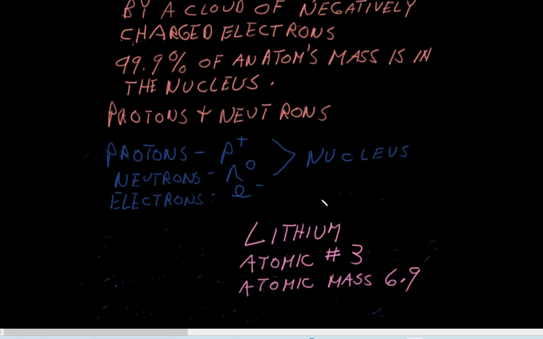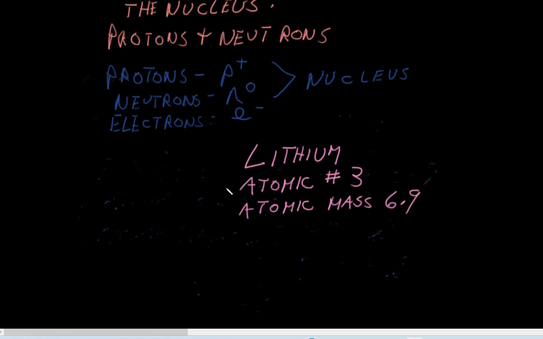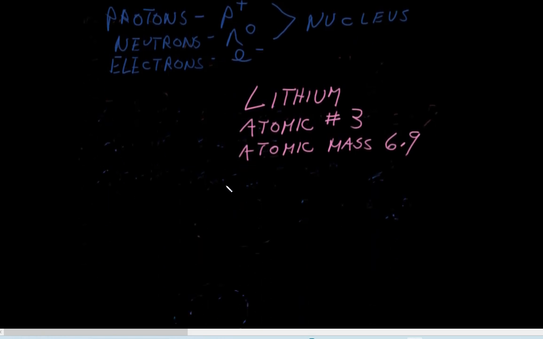They do have some symbols. Protons are usually a lowercase p with a positive sign. Neutrons are a lowercase n with a 0, again neutral, and those two make up the nucleus. And then electrons, lowercase e with a minus sign.